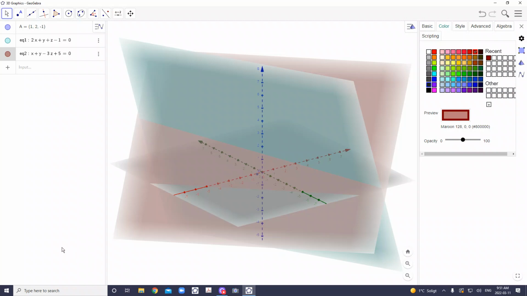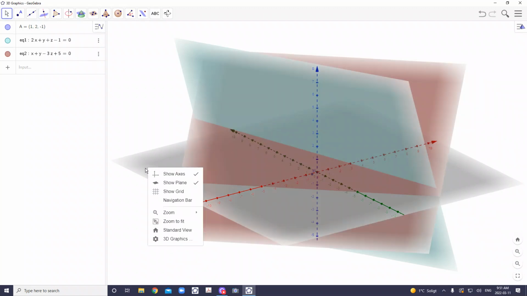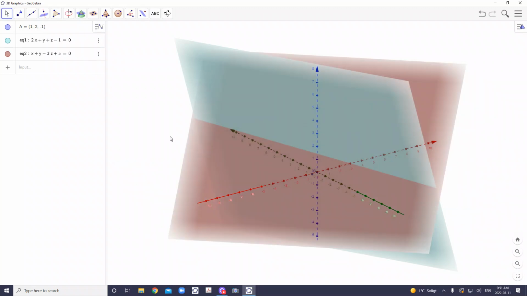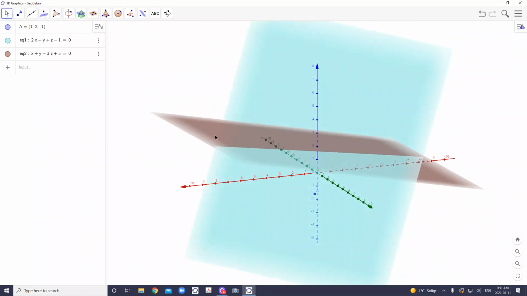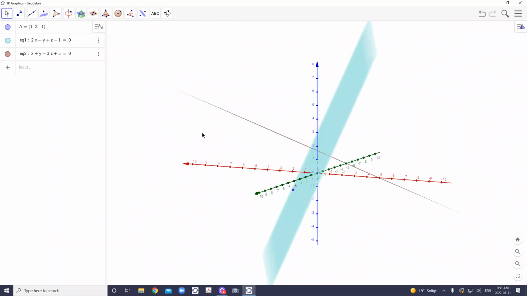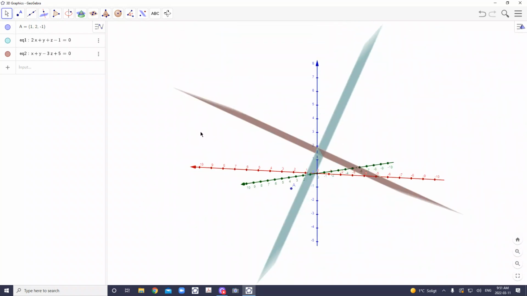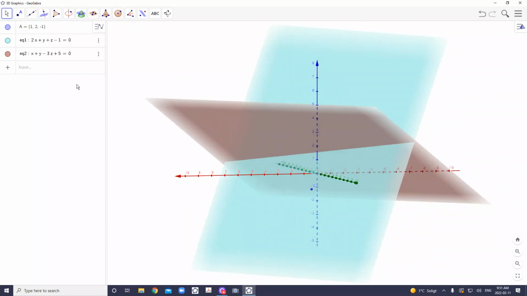Okay, so if you want to see what's happening, I had one point, and let me just get rid of this show plane so you are not confused. So that is the situation that I have right now. These are the two planes, and they are perpendicular. Do you see? They are really perpendicular to each other. But now, do you remember what was the answer we got? The answer we got was this plane.